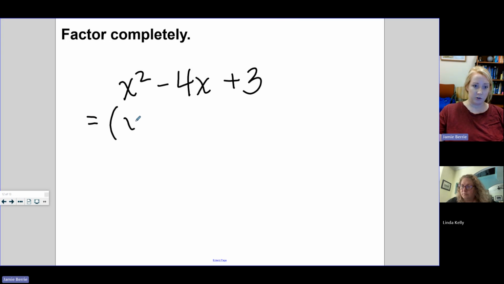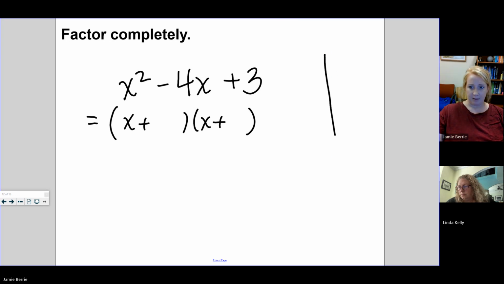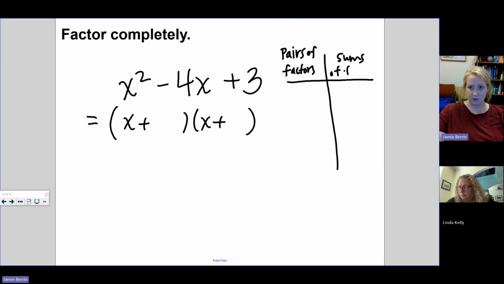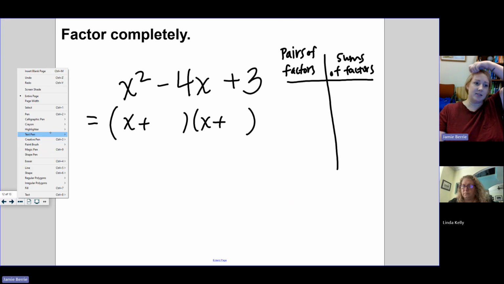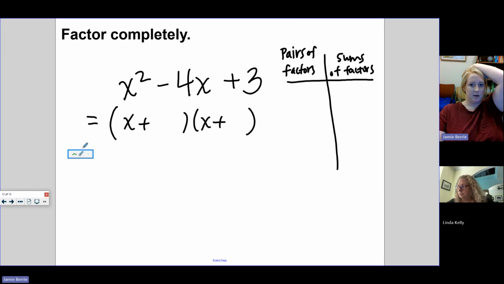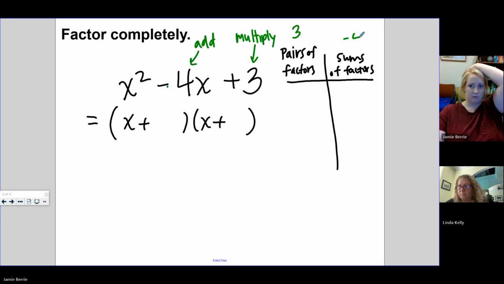So you start out, you do your little template, x plus blank, x plus blank. Make your table. Pairs of factors, sums of factors. Okay. And here in this case, they are supposed to be multiplying to give you 3, and they need to add to negative 4. So multiply to give you 3, add to negative 4.